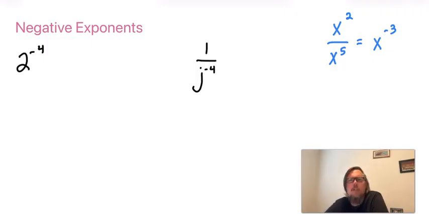It's not really a good idea to write an answer with a negative exponent. We want to make sure all of our answers are written with positive exponents. Just good math practice to have positive exponents. Much easier for us to work with than negative exponents. But how do we turn a negative exponent into a positive exponent? Turns out it's pretty easy.